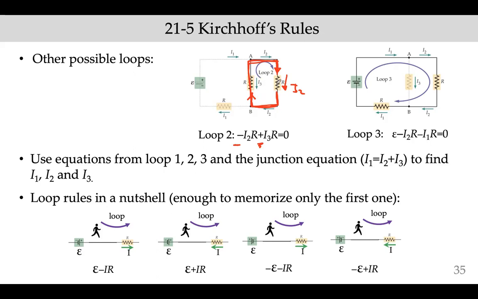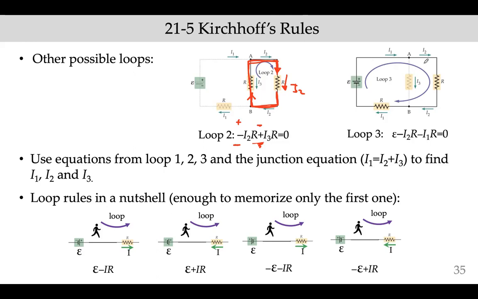You can go counterclockwise if you want, and you will get the same equation, except this will be positive, this will be negative. But algebraically, those are the same equations, because if you multiply one of them with the negative sign, you will get the other one. So that again tells us that we can choose the loop direction as clockwise or counterclockwise. It's up to us.